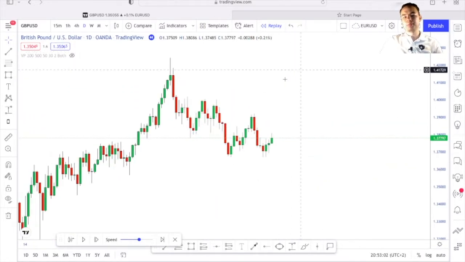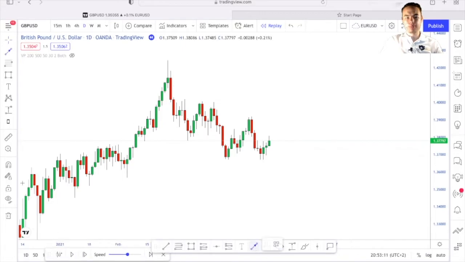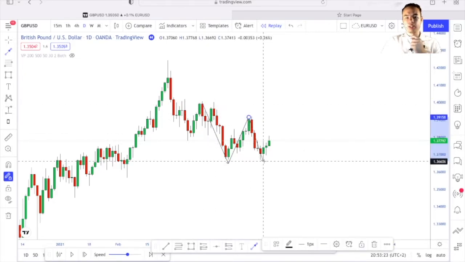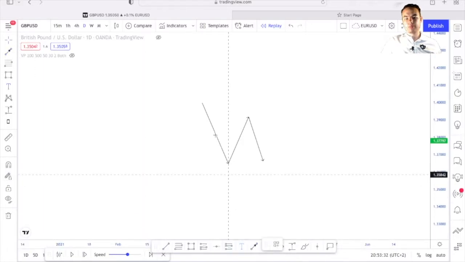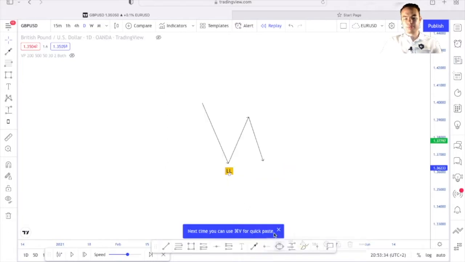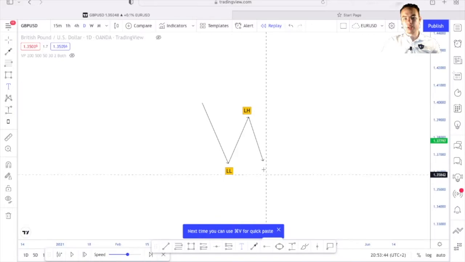All right, so let's see here. Price made a lower low here. Let's get this out of the way. So as you can see, higher high, higher low, ooh, lower high. So lower low, lower high, equal low. Lower low, lower high, equal low.